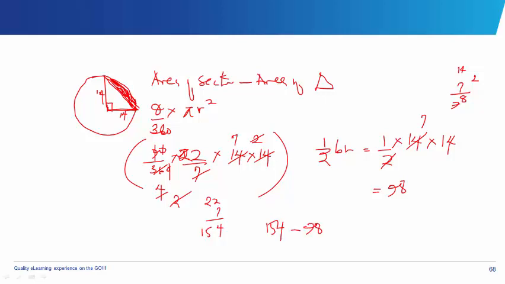which is 98. 154 minus 98. And when we subtract, we'll have 14 here, 6. Then 14 minus 9 is 5. And we'll have our answer as 56 centimeters squared. Okay, so that's our final answer. Now we have several examples following this chapter. Click on Start Quiz and solve all the examples following.